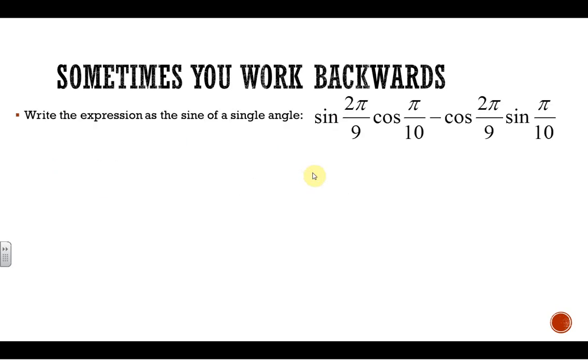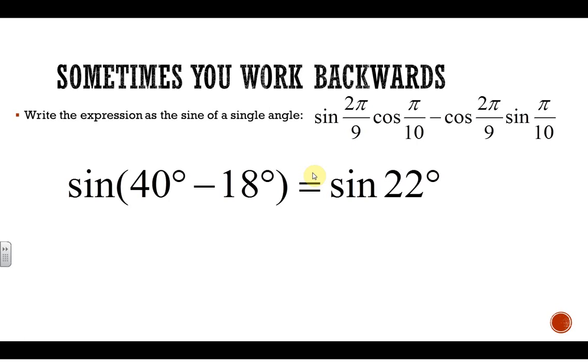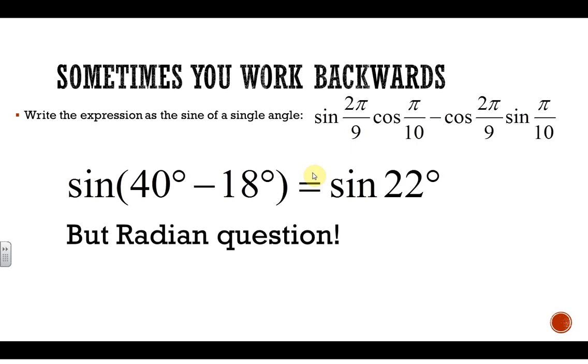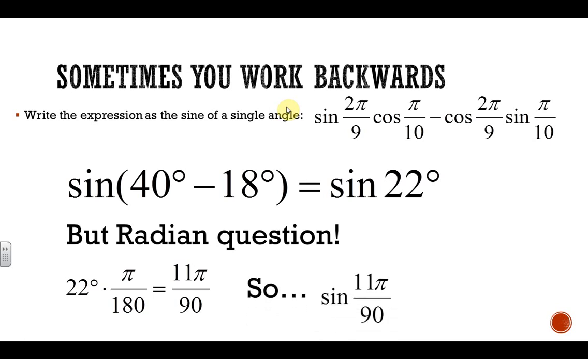Oh, look, one more just to drive it on home. I'm seeing sine, cosine, minus cosine, sine, so I would go to my reference sheet and say, oh, that's sine of A minus B, so you did 40 minus 18, which is 22. It was a radian question, so you need to put it in radians. Equivalent to 11 pi over 90. And it says write the expression as the sine of a single angle, so you just write sine of that. It's not asking for the value. It's saying write it as the sine of an angle.